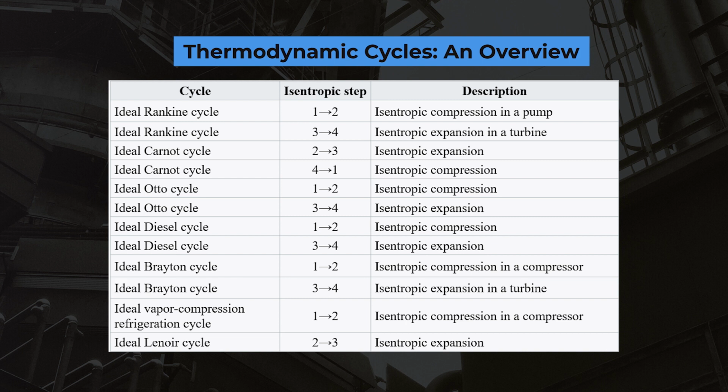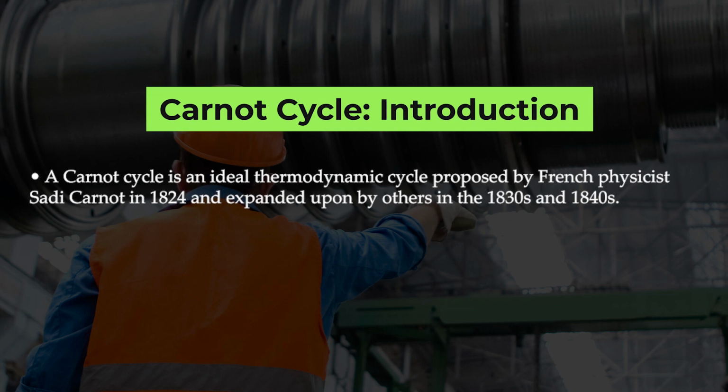In the ideal vapor compression cycle, 1 to 2 shows the isentropic compression in a compressor, whereas 2 to 3 shows the isentropic expansion in case of the ideal linear cycle. Now, taking the case of the Carnot cycle, the Carnot cycle is an ideal thermodynamic cycle proposed by French physicist Sadi Carnot in 1824 and expanded upon by others in the 1830s to 1840s.